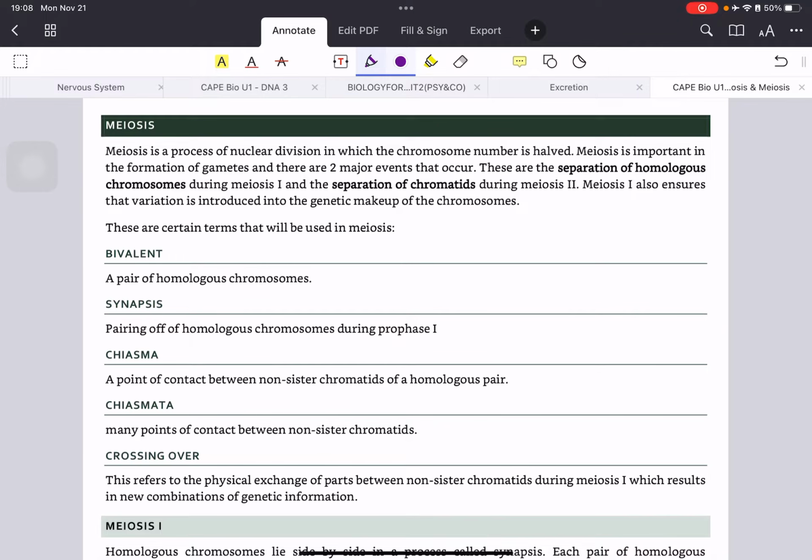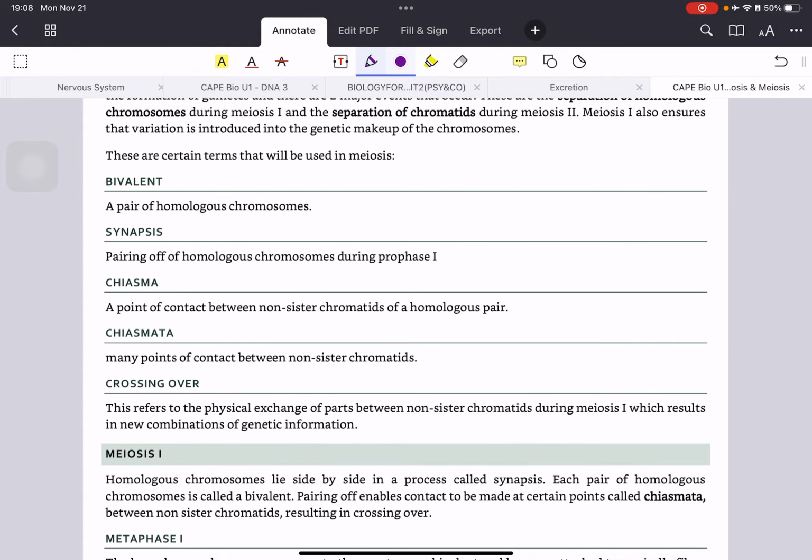And there are two major events that occur during meiosis. So one is the separation of homologous chromosomes. That is important because they need to exchange information. Each daughter cell will be different, right? And this occurs in meiosis I. And finally, there's separation of chromatids during meiosis II, right? So in meiosis I, we ensure that variation occurs, right? So these are some terms that you should be aware of in meiosis that would not have been in mitosis, okay?